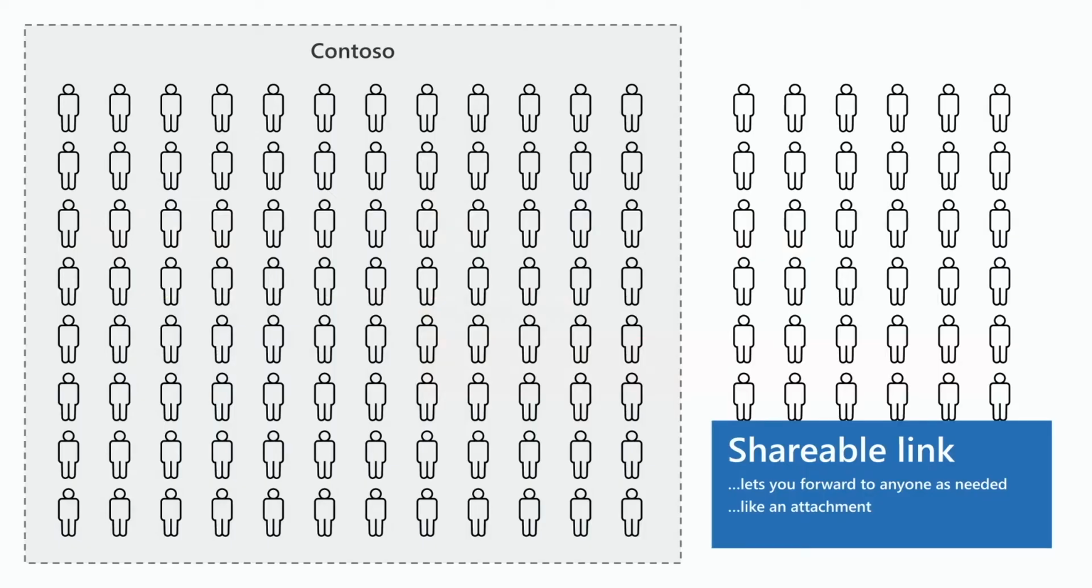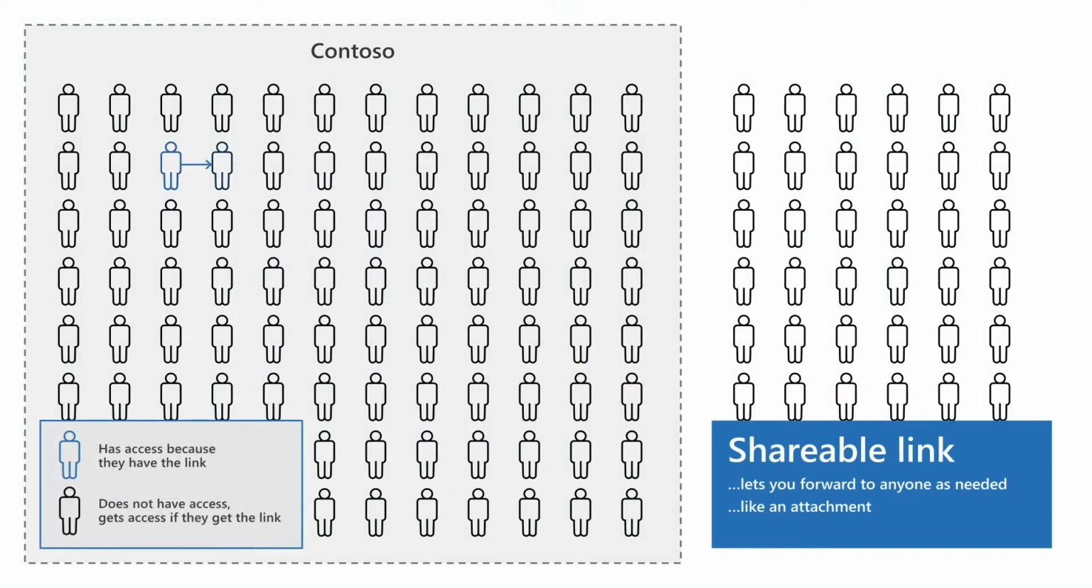And so when you look at it visually, you'll see that, again, if you have the link, you have access, whether you're inside or outside of the organization. And if you don't have the link, you don't have access. And when you get the link, you can choose to forward it to anybody else in the world.